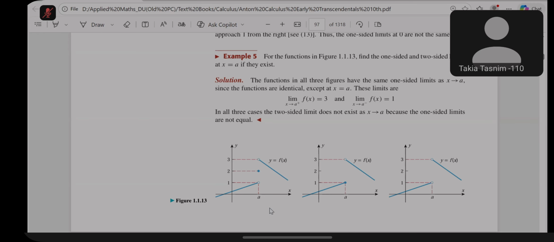If we approach a from the left-hand side, it ends at 1. And if we approach a from the right-hand side, it ends at 3. So there should be no limiting value at x equal to a, because the limiting values are different. The right-hand limiting value is 3 and the left-hand limiting value is 1. Since the limiting values are different, the limit does not exist at x equal to a. Now tell me, what is the function value at x equal to a?